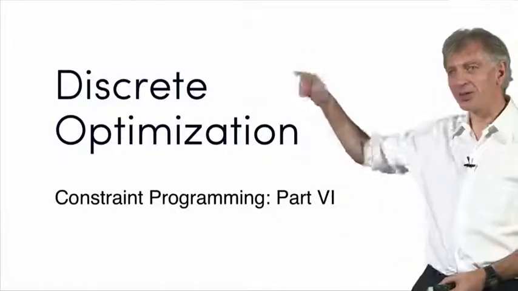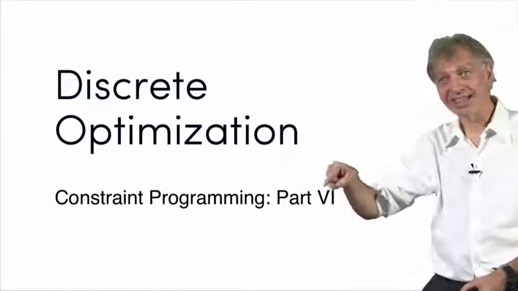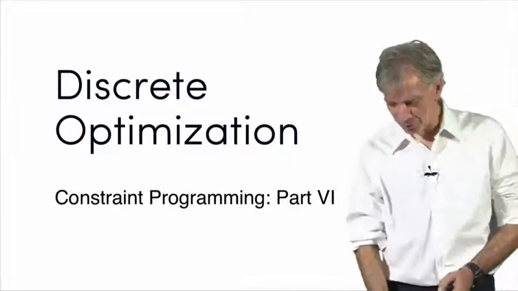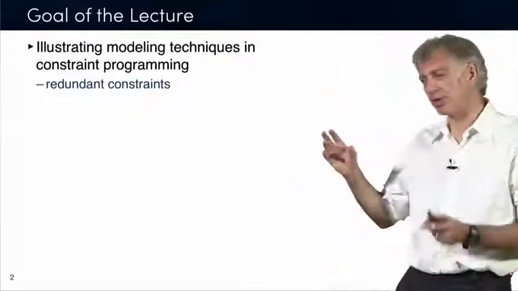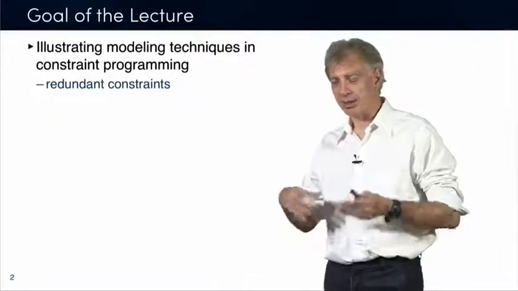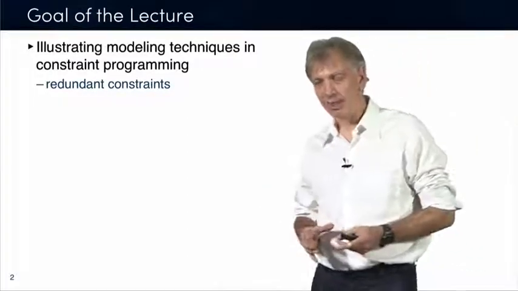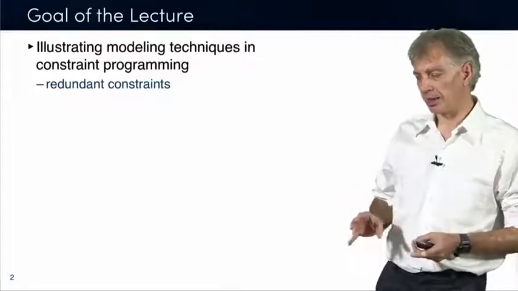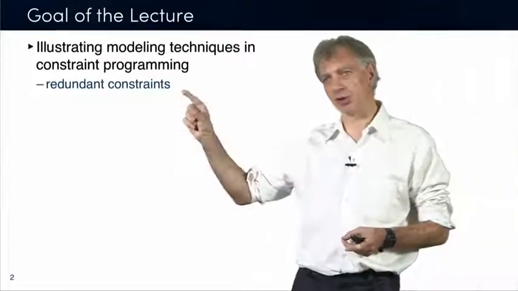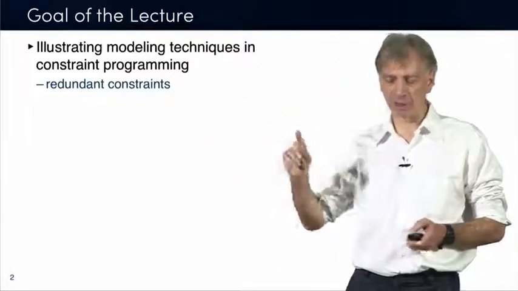Okay, guys, discrete optimization, part 6. Once again, what we're going to do is use the tools that we have built so far and try to build better models. We know some of the techniques that we have, and what I want to show you today is how to use redundant constraints to speed up models tremendously.